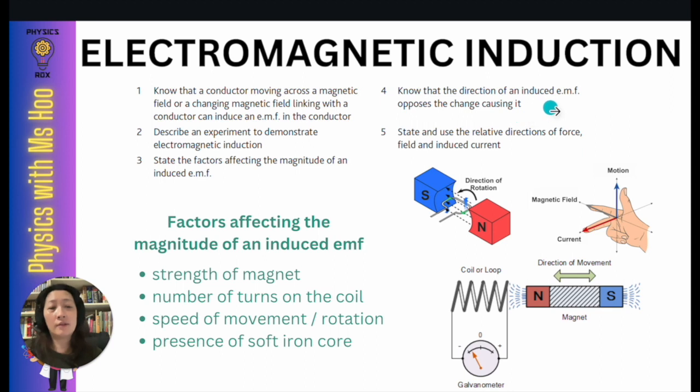Now you also need to know that the direction of an induced EMF opposes the change causing it, and you must state and use the relative directions of force, field, and induced current. You have to be aware that there are two methods of electromagnetic induction. One way is to move a wire within the magnetic field between two permanent magnets, or you can move a bar magnet in and out of a solenoid connected to a circuit.